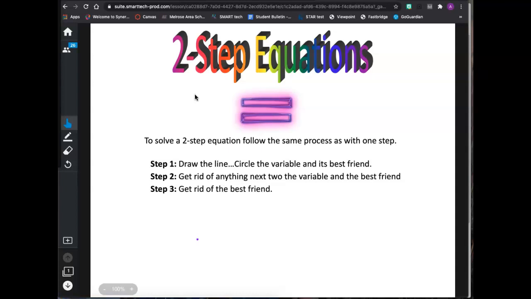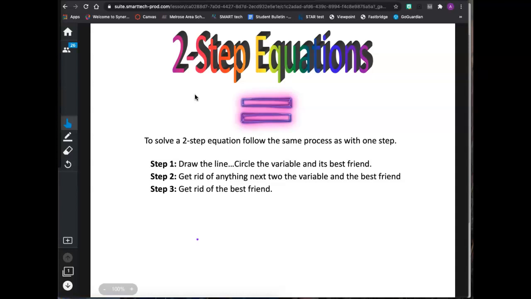Not just one step, but we have two things that we have to do to solve it, okay? So to solve a two-step equation, we're gonna follow kind of the same process. We do everything about the same, okay? So you're still gonna draw a line, but now this time, instead of just circling the variable, you're gonna circle the variable and its best friend, okay?